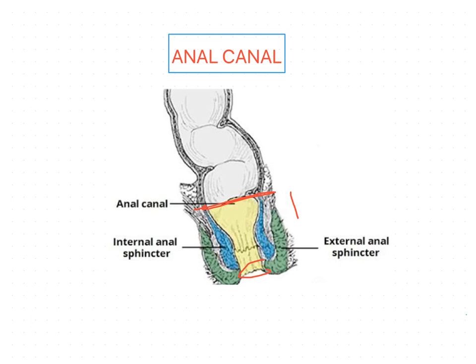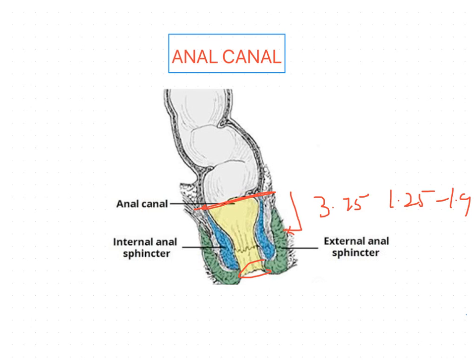It is directed downwards and backwards. The length is 3.75 centimeters and the diameter is 1.25 to 1.9 centimeters. This is the general information.